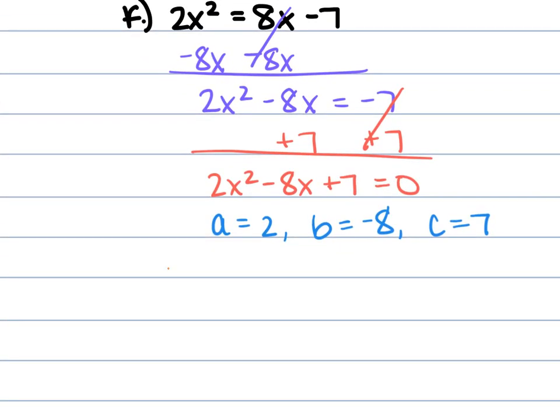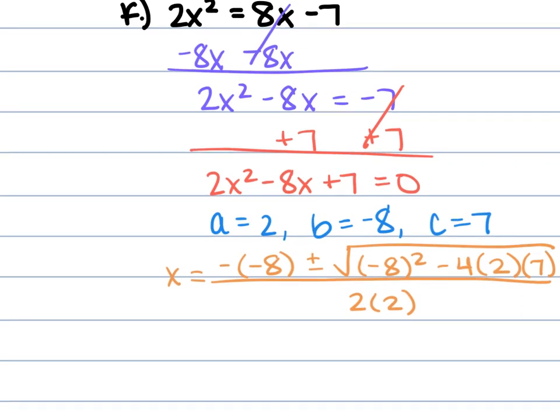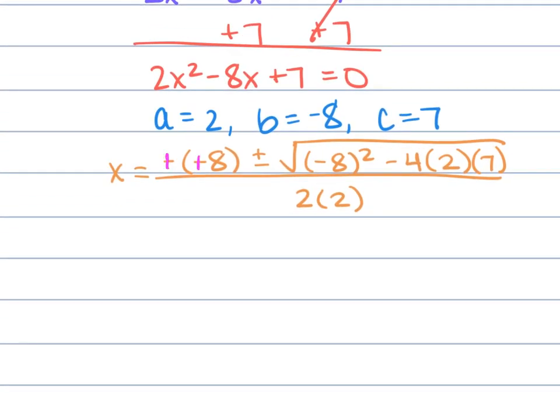So from here, we're going to have x is equal to a negative times negative 8 plus or minus the square root of negative 8 squared minus 4 times 2 times 7, all over 2 times 2. So simplifying this further, we're going to have x is equal to 8 plus or minus the square root of 64 minus 4 times 2 is 8, 8 times 7 is 56, all over 4.